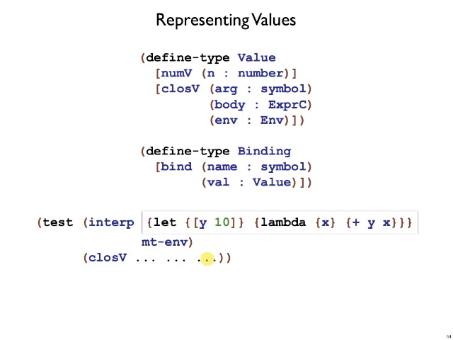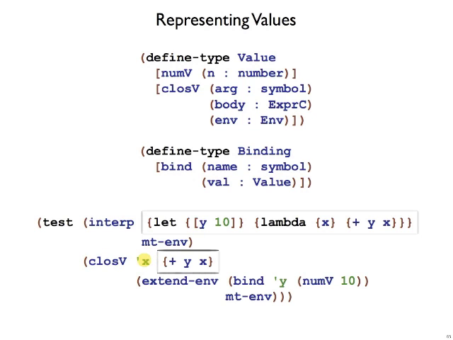Again, the closure has three parts, where the name of the argument in this case is x, the body is plus xy, or really the parsed form of that, right? So it's a plus c. And then the environment at the point where we get to this lambda form maps y to, again, the value 10, not just the number 10 anymore, but a num_v10, since names are mapped to values in the environment.